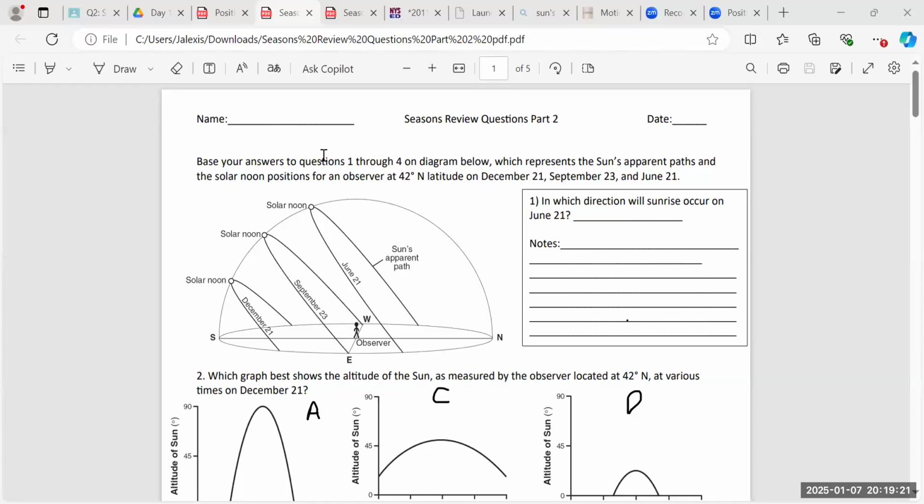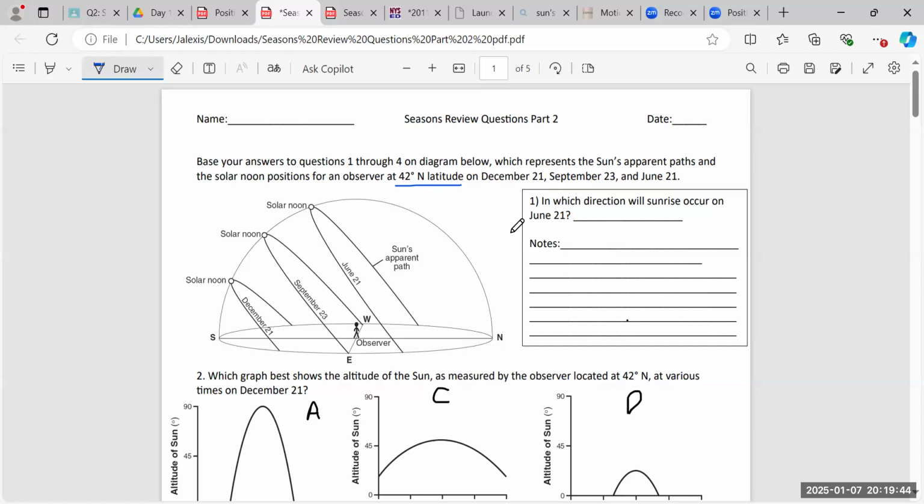Everybody. We're going to be doing the seasons review questions part 2. Basic answers to questions 1 through 4 on the diagram below, which represents the sun's apparent path and solar noon positions for an observer at 42 degrees latitude on December 21st, September 23rd, and June 21st.